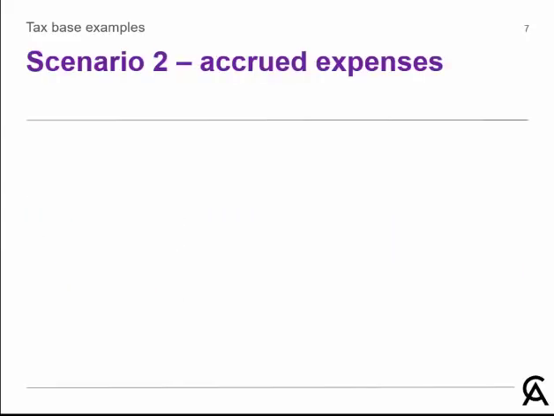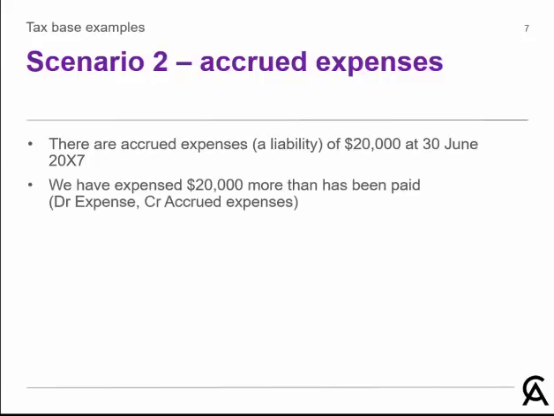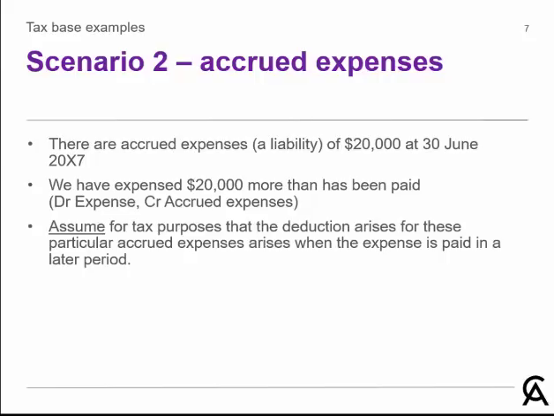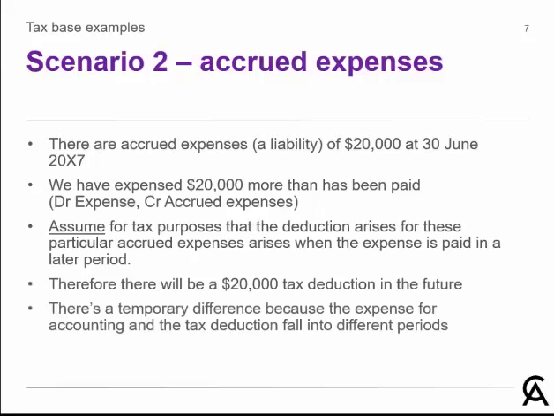Let's move on to another example where the temporary difference relates this time to a liability. So I've got accrued expenses, a liability account of $20,000 at 30 June 2007. This means we've expensed $20,000 more than has actually been paid. So that's what the journal entry would look like. Debit expense, credit accrued expenses. Now assume for tax purposes that the tax deduction arises for these particular expenses when the expense is paid in a later period. So we'll get a future tax deduction of $20,000 in the later period.